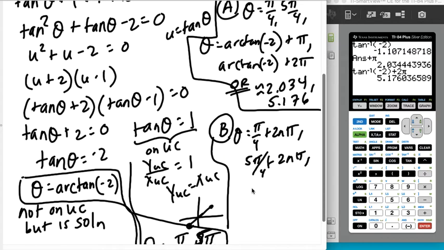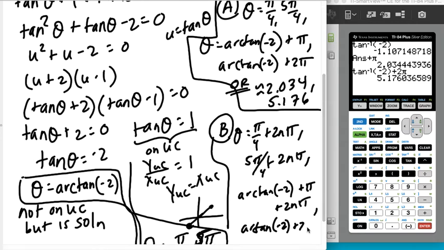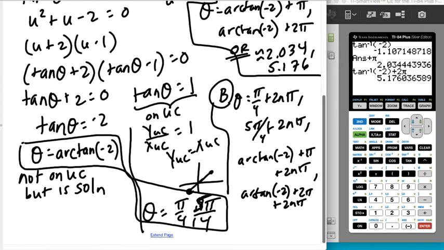These are both straight lines, right? And the other one would be this arctan of negative 2 plus pi plus 2n pi, and the arctan of negative 2 plus 2 pi plus 2n pi, right? Now, I would argue that both of these are a straight line across from each other, and both of these are a straight line across from each other, right?